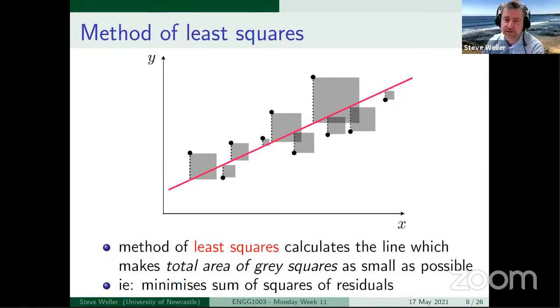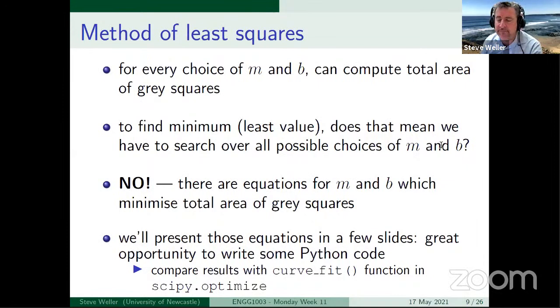So the problem we face is, how do we go about finding the M and the B? Do we have to search over all the M and the B, and for each choice of M and B, compute the area of the gray squares and search around all values of M and B till we find the minimum? And the fortunate answer is no. There are actually equations for the M and B which minimize that total area of the gray squares.